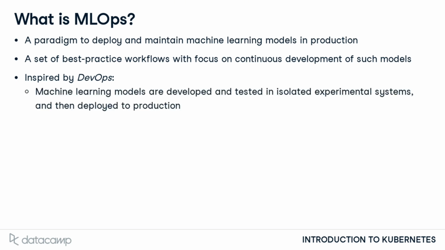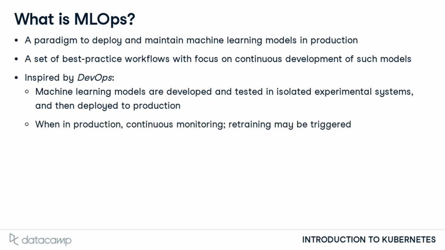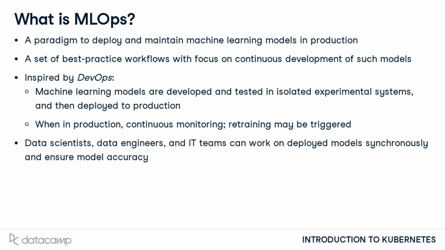Similar to DevOps, ML models, as well as AI models or GenAI solutions, are developed and tested in isolated systems and then deployed to production. When productive, the models are continuously monitored, their accuracy is constantly measured, and improvements through retraining may be triggered. Data scientists, data engineers, and IT teams can work together on deployed models synchronously, hence ensuring their accuracy.